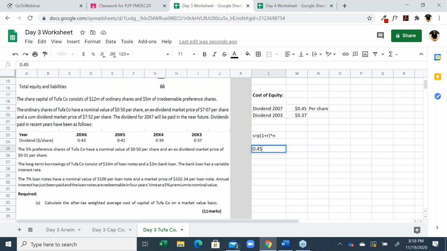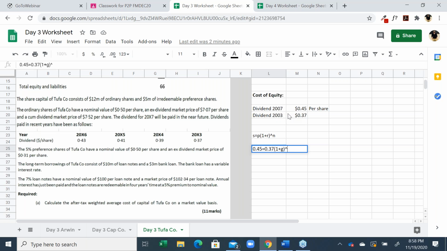0.45 is equal to 0.37 and 1 plus R. R is growth here. We need to find out the growth at which this 0.37 has grown to 0.45, and raised to the power the number of years it took for dividend to grow from 0.37 to $0.45. So how many years are in between?